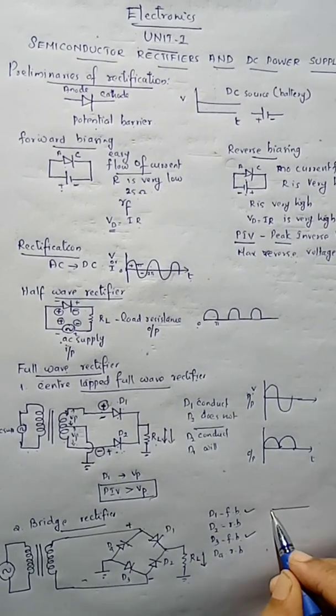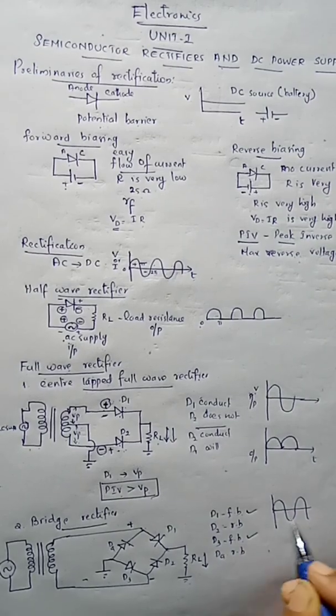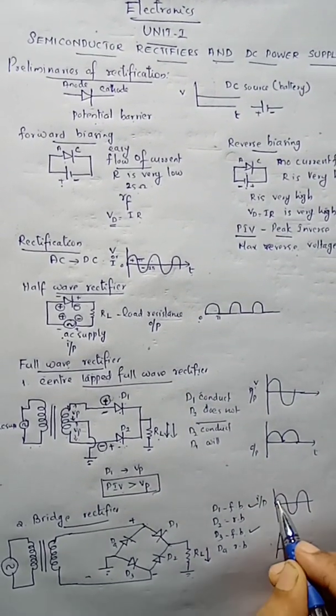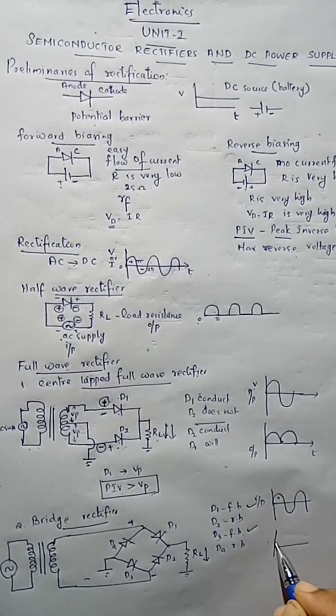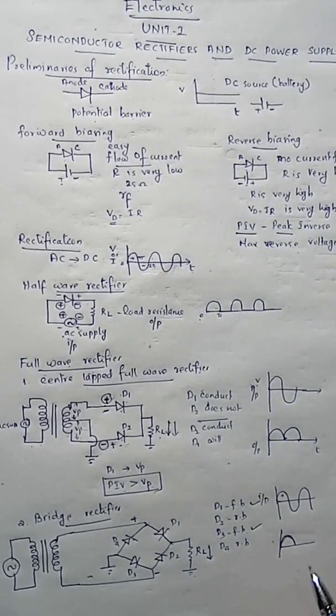Now if we represent the input and output waveforms, this is the input waveform, and for the positive half cycle, we will get the exact same waveform in the output also.